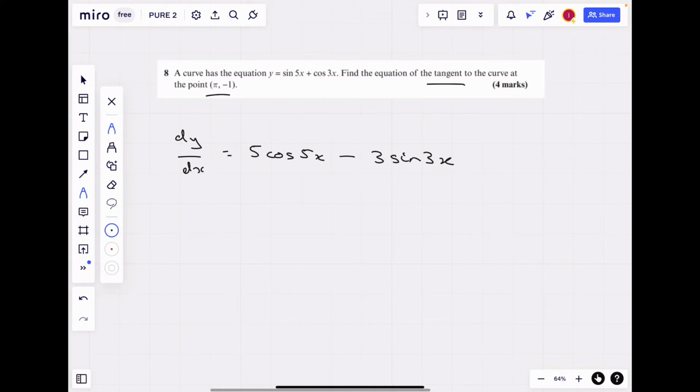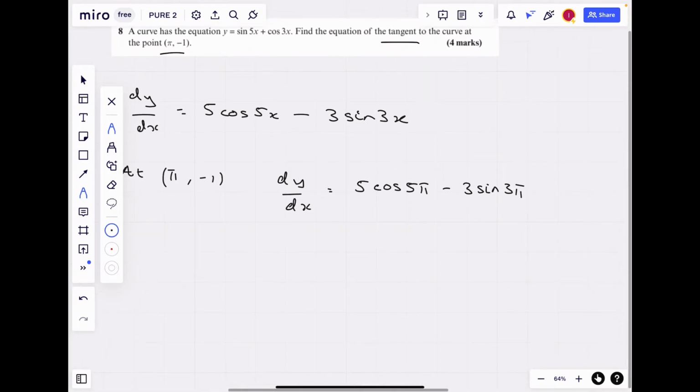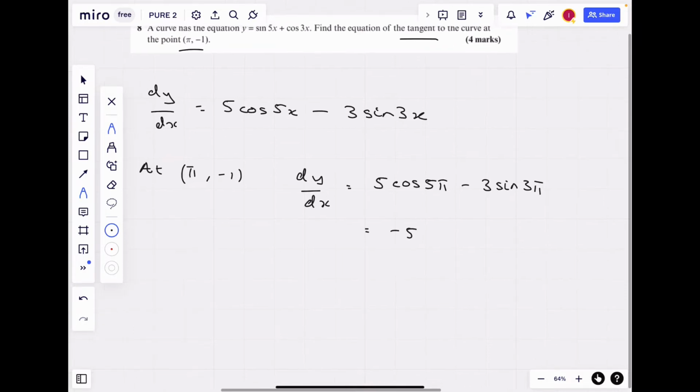Now, at the point pi, minus 1, your differential is going to look like this. 5 cos 5 pi minus 3 sine 3 pi. When you plug that into your calculator, you get minus 5. Okay? This is your gradient.